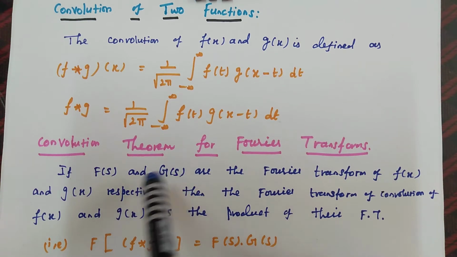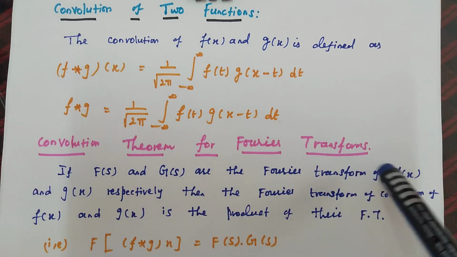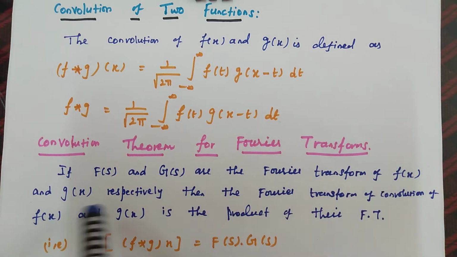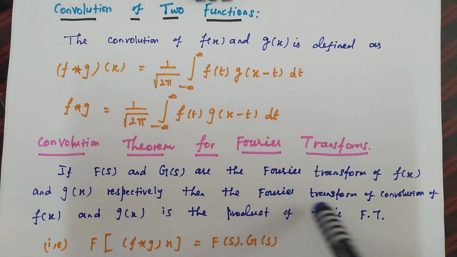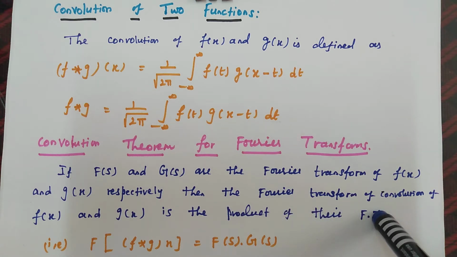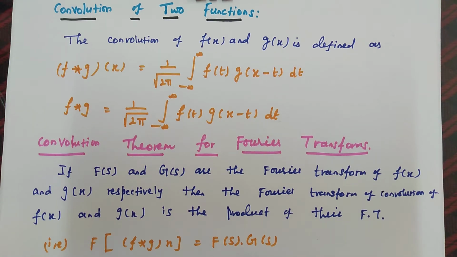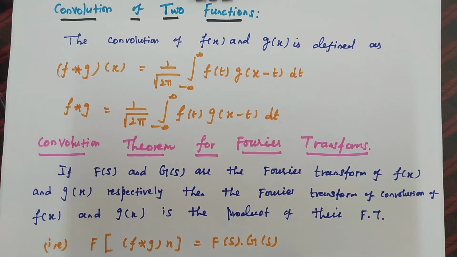Then the convolution of these two functions under the Fourier transform is nothing but the product of their Fourier transforms. That is the convolution theorem for Fourier transform. That is, the Fourier transform of f star g of x is equal to f of s into g of s. This is the convolution theorem for Fourier transform.